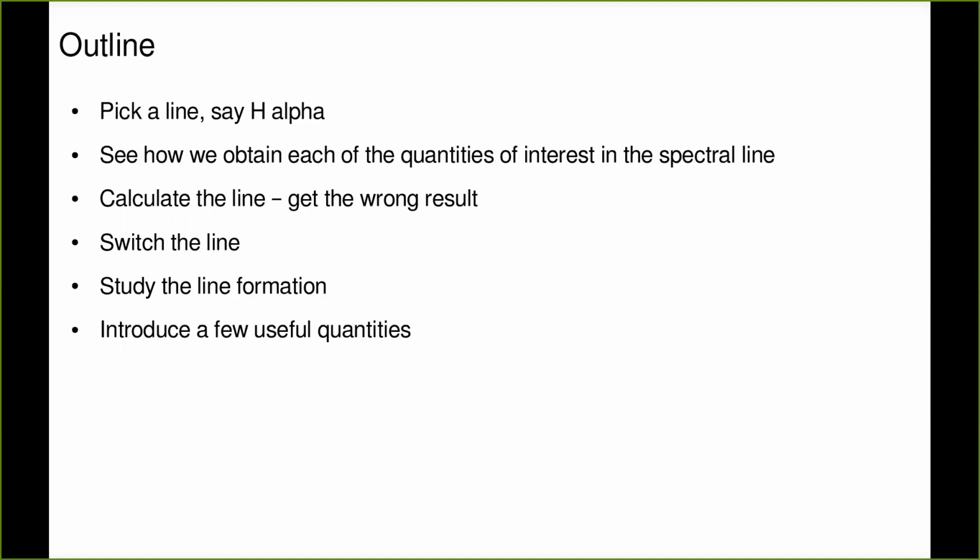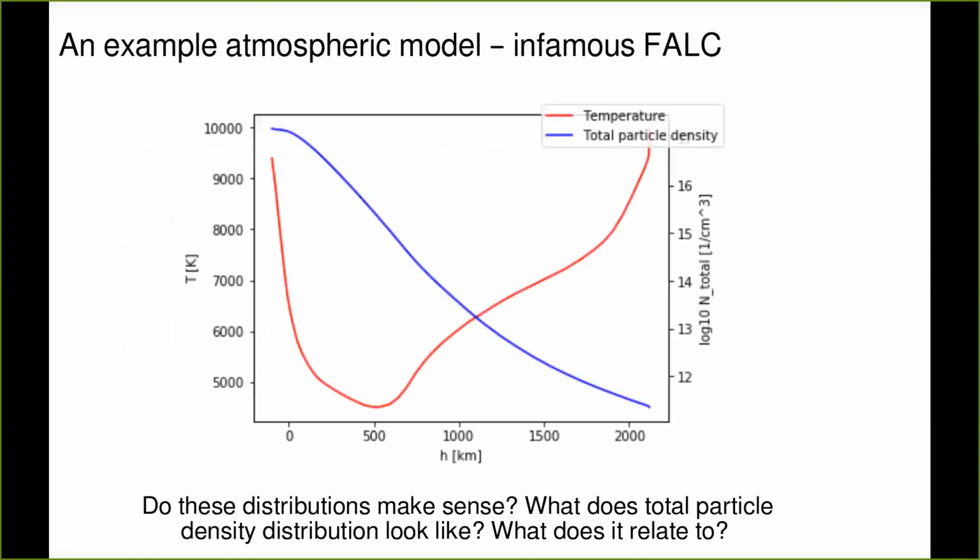Then we're going to switch to a simpler line, which is in this case going to be the iron 6301 and 6302 lines, and we're going to study line formation and introduce some quantities there. Okay, so are you ready? Okay, I hope you are.